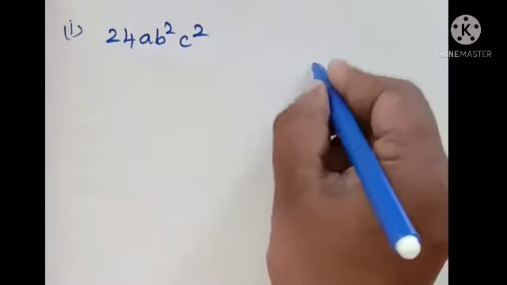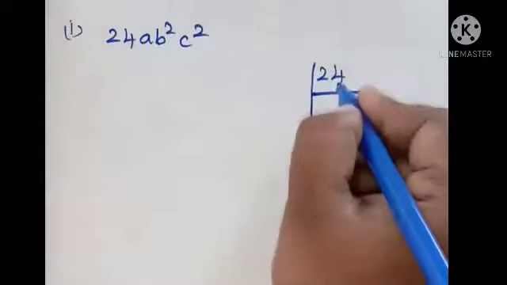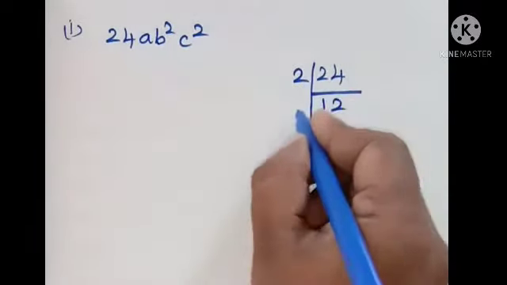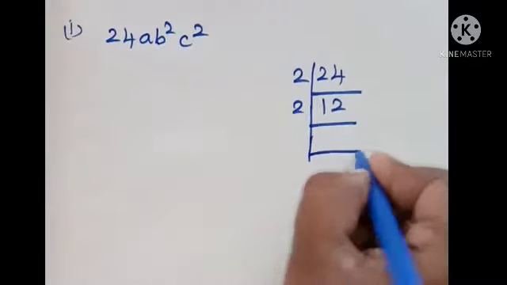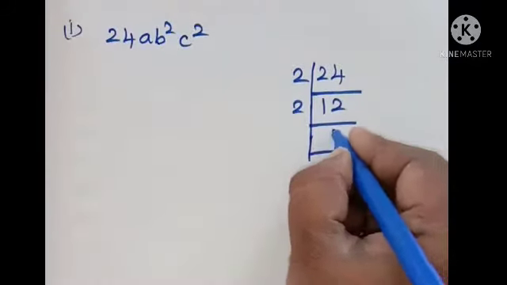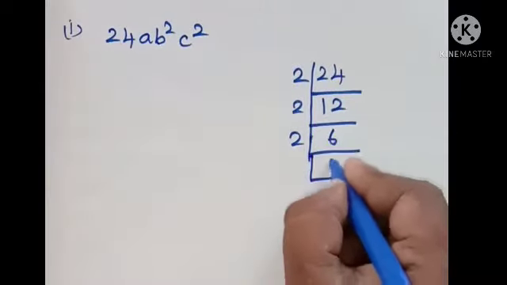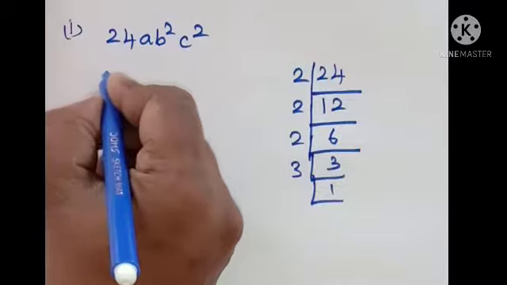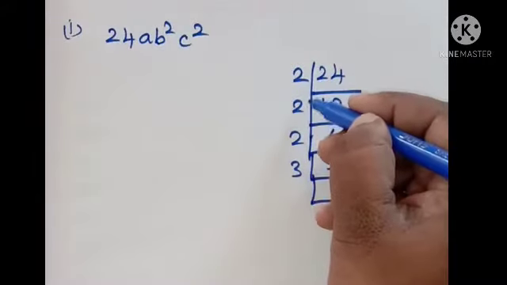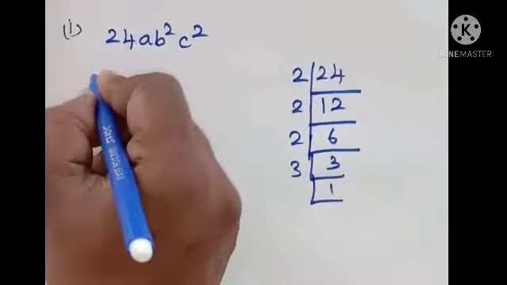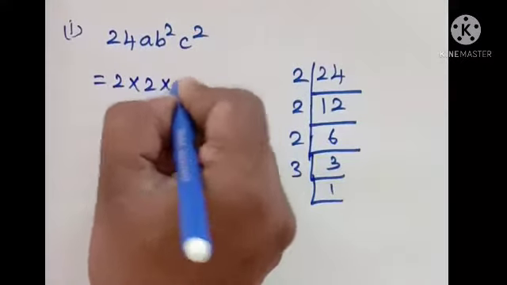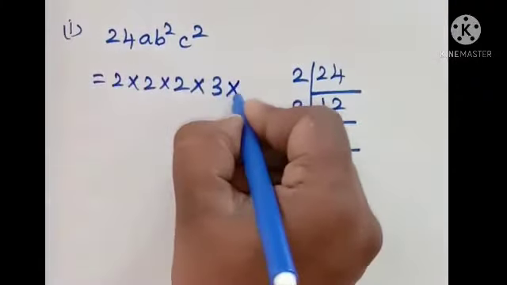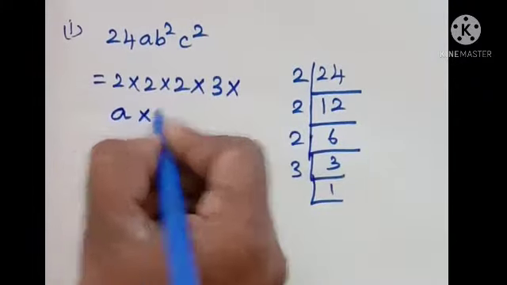So 24, by using prime factorization we can find the factors of 24. 2, again it goes by the table, 2 and 6. 3 ones are 3, 2 threes are 6. So 24 has the factors 2, 2, 2 and 3: 2 into 2 into 2 into 3. So write the factors of 24 and a into.